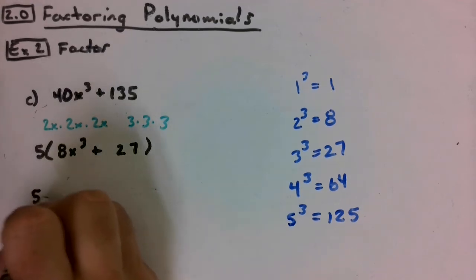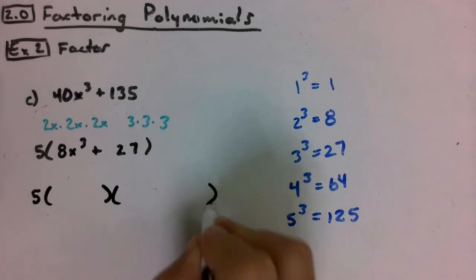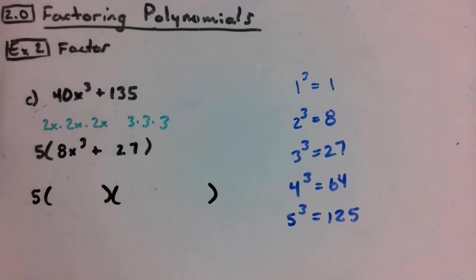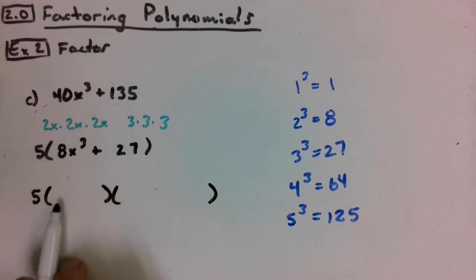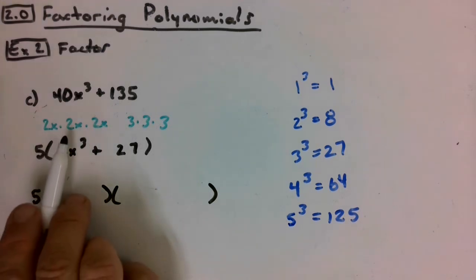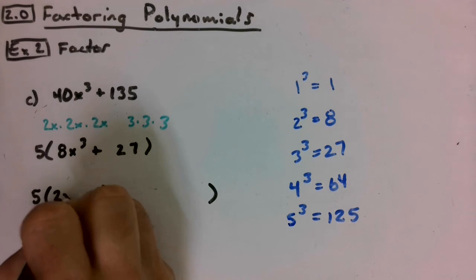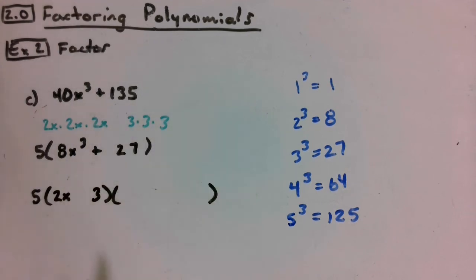Still have this 5 out in front, and then we are going to have our binomial and our trinomial using the sum of cubes pattern. I take one of each of these and put it in the first set of parentheses, so a 2x and a 3. Again, in between here is going to be either a plus or a minus, but I will use the acronym SOAP when I'm done coming up with all 5 terms to determine what that is. As you go through and do this, you certainly can put the plus or the minus in there right away if you recognize what it's going to be.